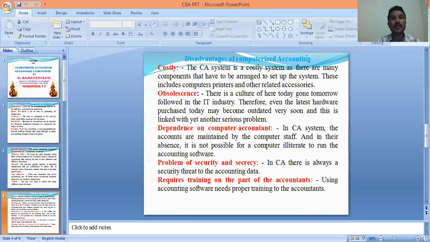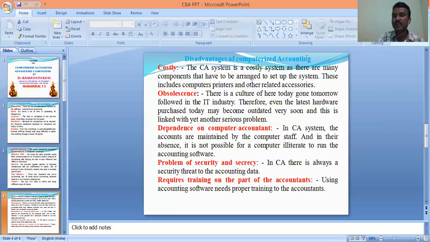And the next one is obsolescence. There is a culture of "here today, gone tomorrow" in the IT industry. Means suddenly, in modern technology, what is new today, suddenly the next day it goes old. Within 1 year, or within 1 month, or whatever it may be, so a very short span of time. So new innovative things will come.